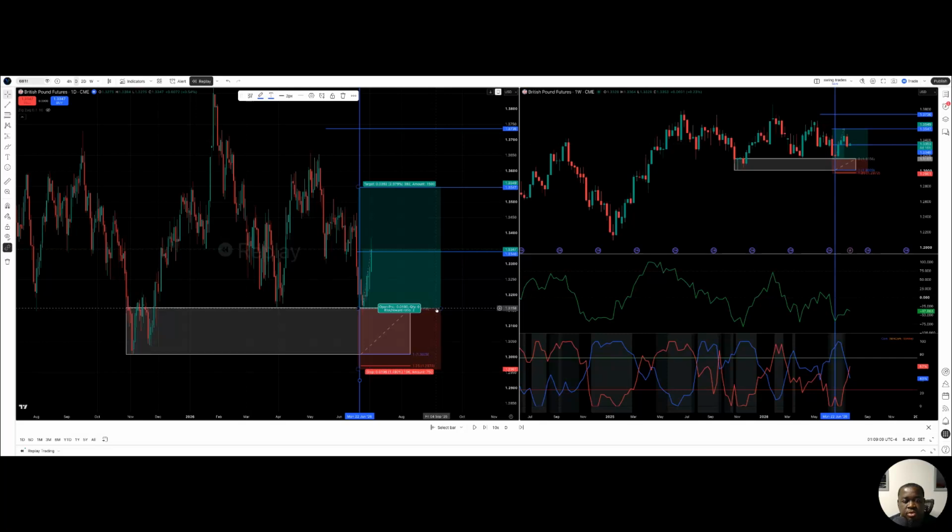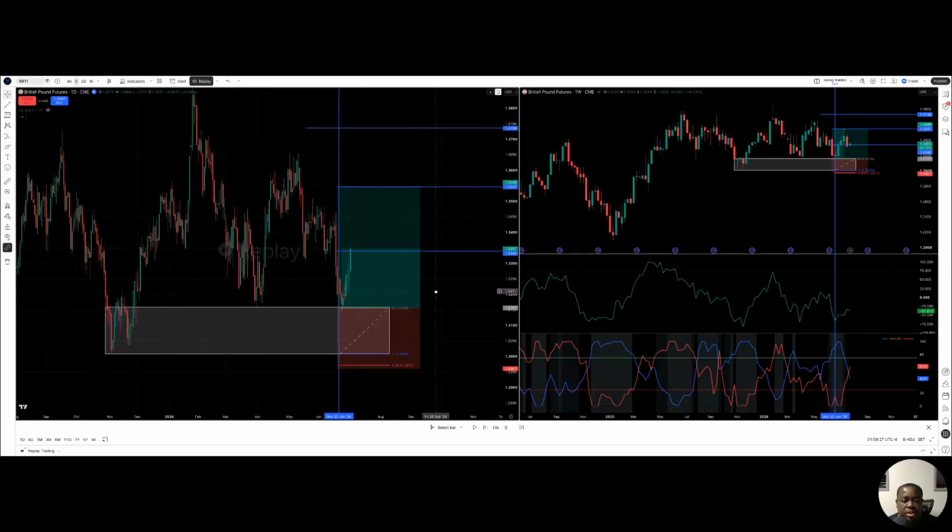So that means the trade was risk free. And I took a little bit of partials, because when I take partials, I like to take just a quarter of my position. I close a quarter of my position and put the rest on break even. So the next target I was looking at was 2R, which is around this spot.